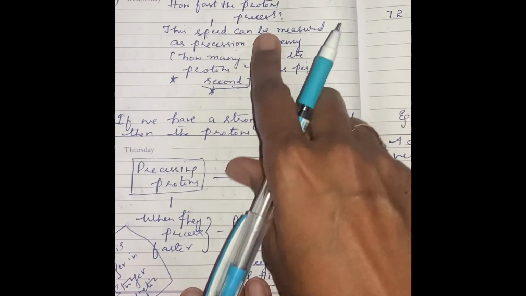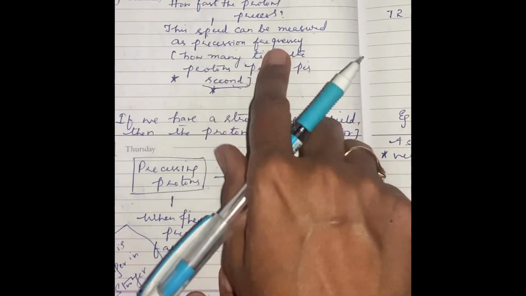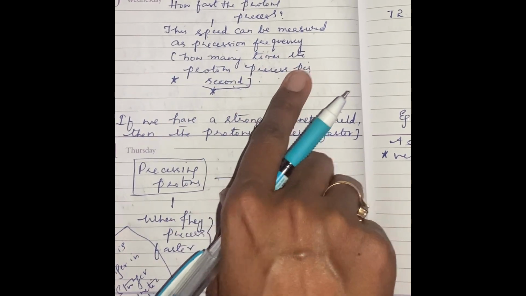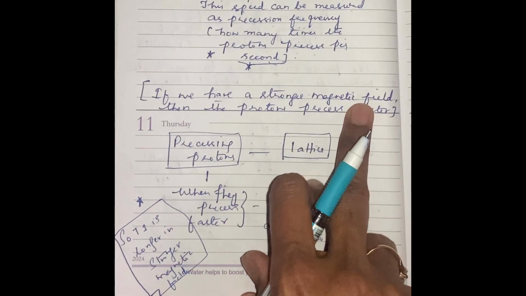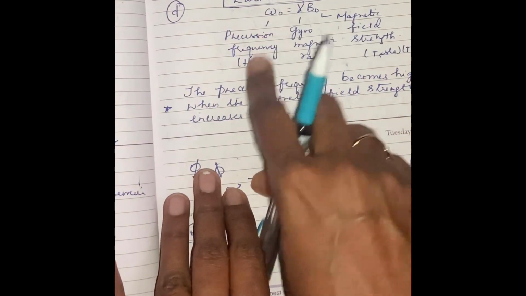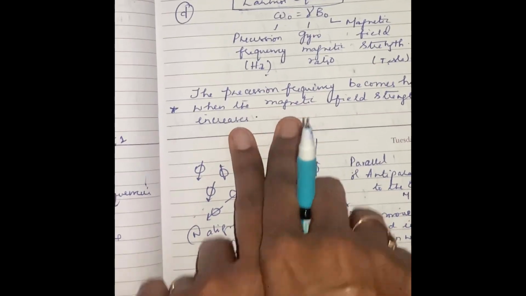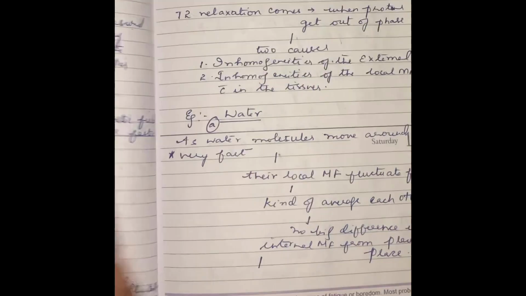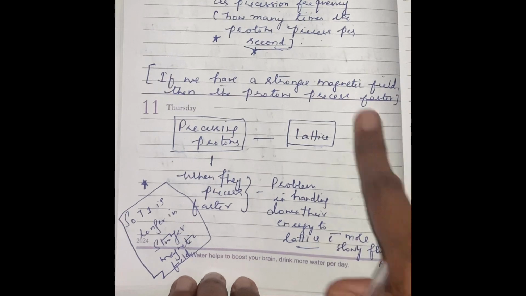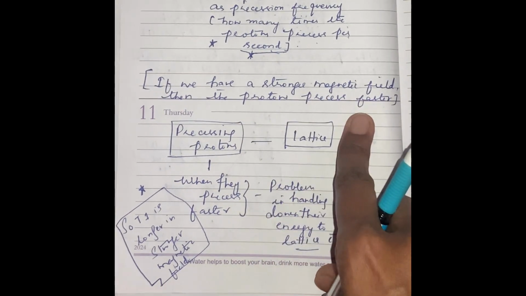So how fast do the protons precess? This speed can be measured by the precession frequency: how many times the protons precess per second. If we have a stronger magnetic field, then the protons precess faster. So precession frequency is proportional to the magnetic field. If the magnetic field strength is more, the precession frequency also will be more.